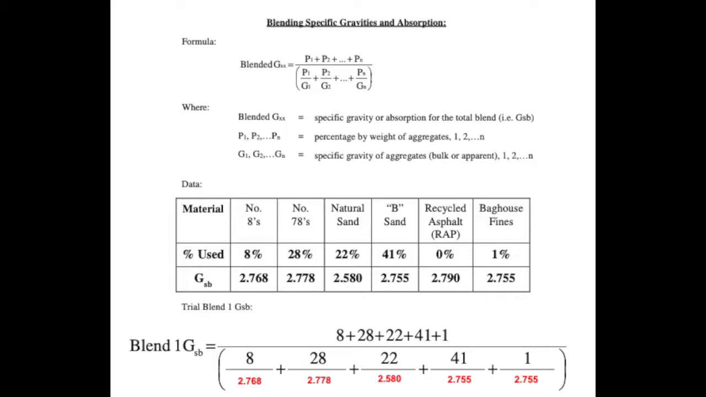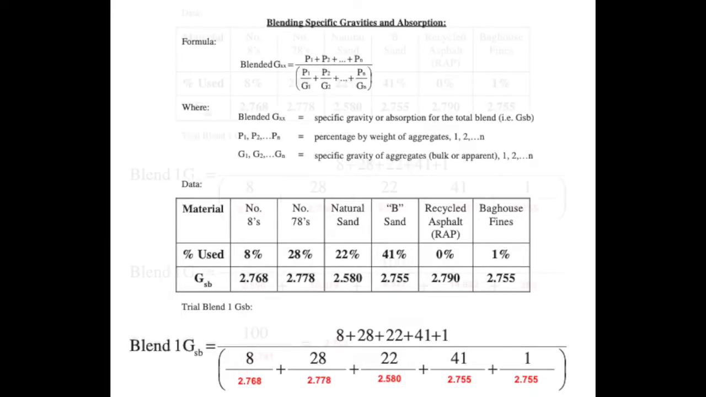So let's look at the equation at the top of the page. P1, P2 simply means that is the percent material used in that blend. The bottom part of the equation, where you have your percent of the aggregate used in that blend, we're going to divide that by each individual gravity. So it would be 8% of the number 8 divided by that gravity. The number 78, 28% divided by that gravity.